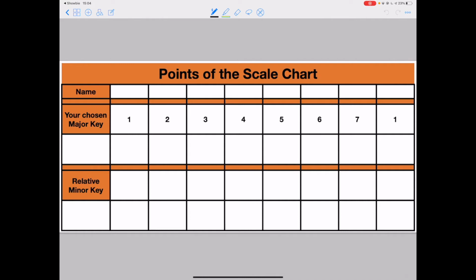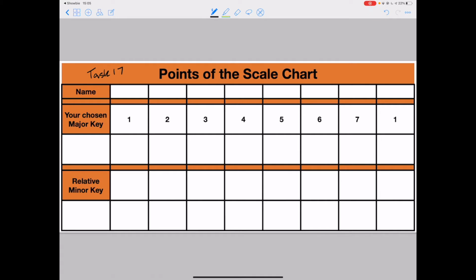Okay, points of the scale chart. This is for task 17. Now it says that you need to use your example from task 13 to complete this chart based on the melody you developed in task 13. Actually, I didn't make you a video for that. There isn't one for task 13. So instead, I've based it on my melody of task 12.